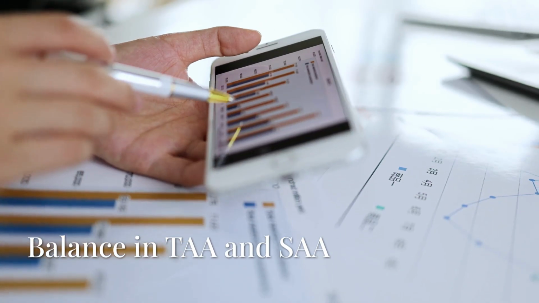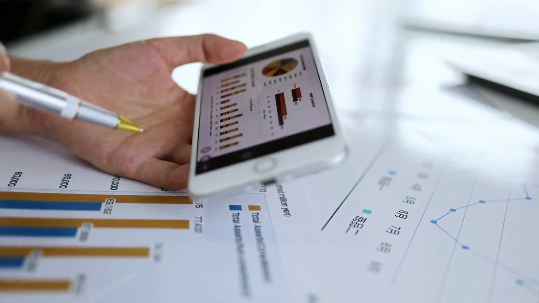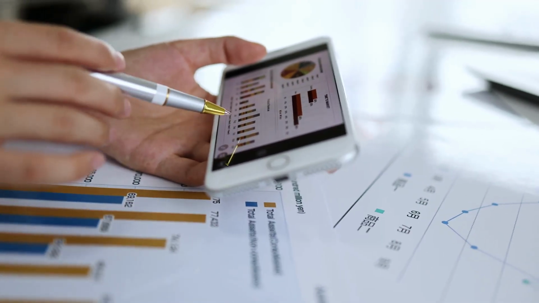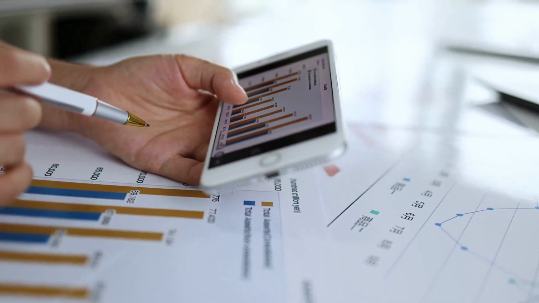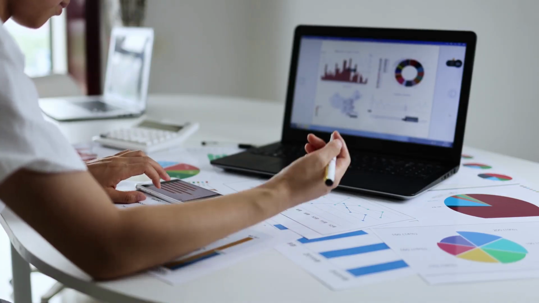Striking the right balance is crucial. You want to maintain your core allocations while using a small percentage of the portfolio, say around 10 to 20%, for tactical adjustments.